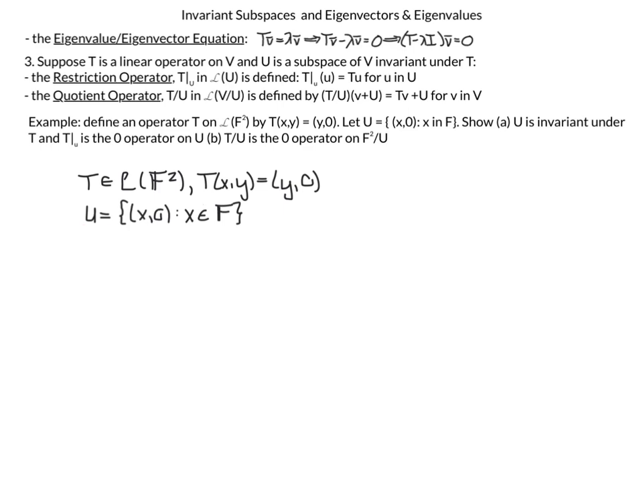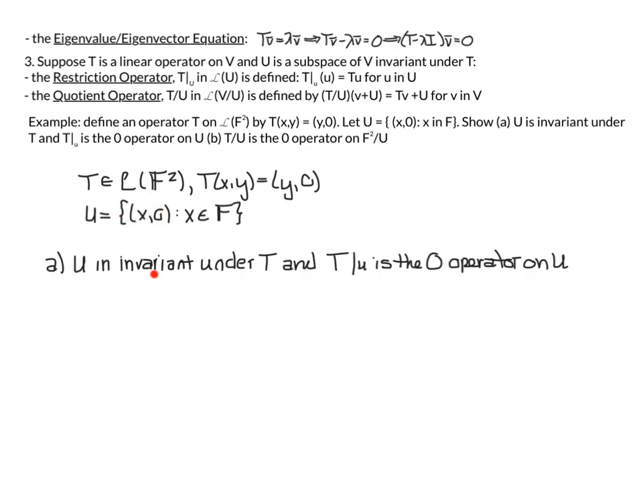And here, we're in F2 over some field F. We don't know if it's the real numbers. If it were the real numbers, then we would be talking about the plane where y is equal to 0. But U is the subspace where our second coordinate is equal to 0.